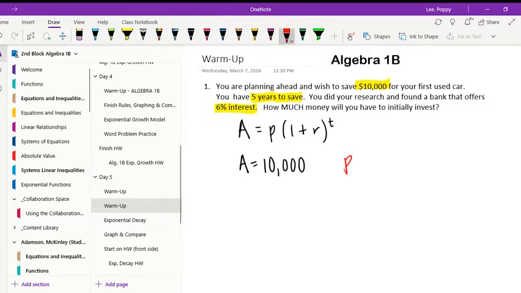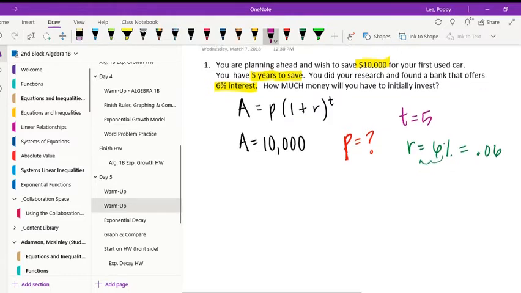Problem with this, though, we're not used to this, is we don't know how much to invest at the beginning. So P is our initial amount. We don't know what that is. And then we do know, however, that the interest rate is 6%, but we never leave it like that. We move that decimal point 2 spaces to the left, and it'd be 0.06. And of course, we know that we're going to try to start saving over 5 years of time.